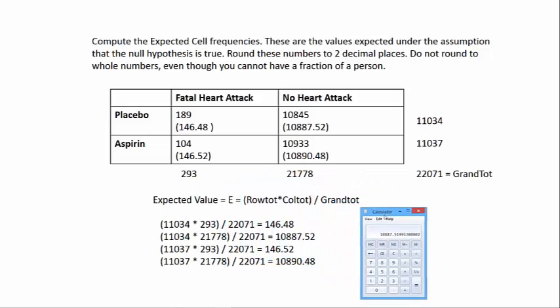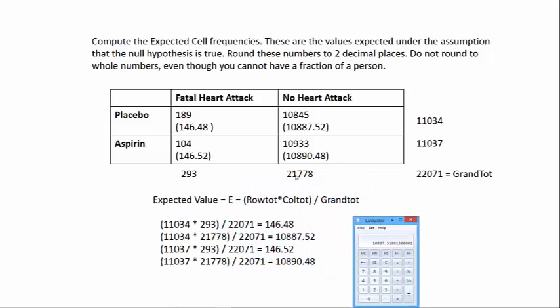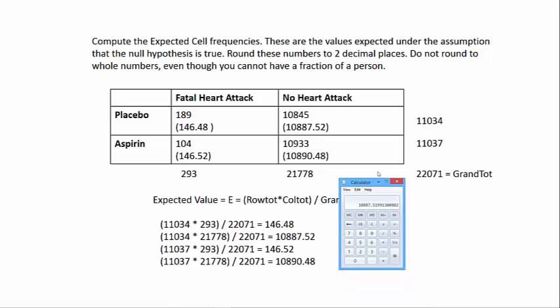And then for this cell, the same thing, 11,037 times 21,778 divided by 22,071, and that gives you that massive number there. And here you can see all the specific computations again. Very straightforward math. Just get your row totals and your column totals and the grand total and just work through it one at a time.